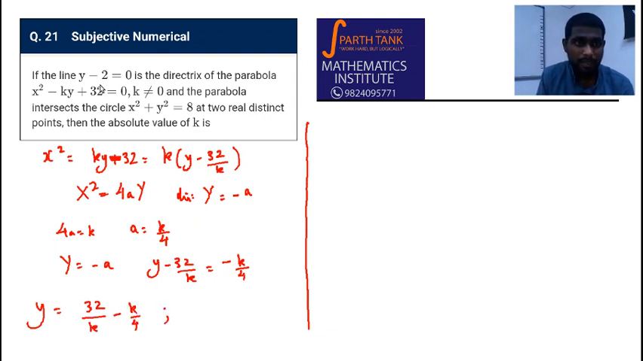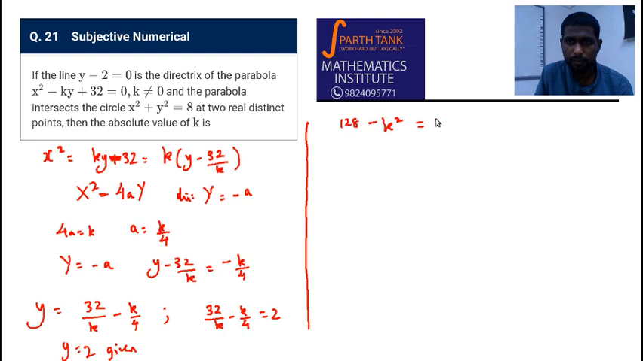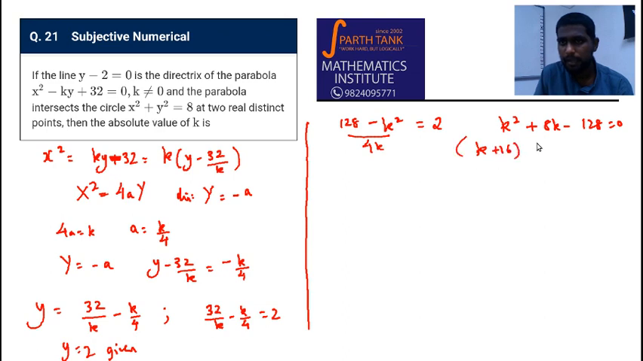Now we know that y is equal to 2 is the directrix, is given. Therefore 32 by k minus k by 4 is equal to 2. A bit of simplification and I get 128 minus k squared by 4k is equal to 2, or this becomes k squared plus 8k minus 128 is 0. There is nothing but k plus 16 and k minus 8. Therefore k is minus 16 and 8.